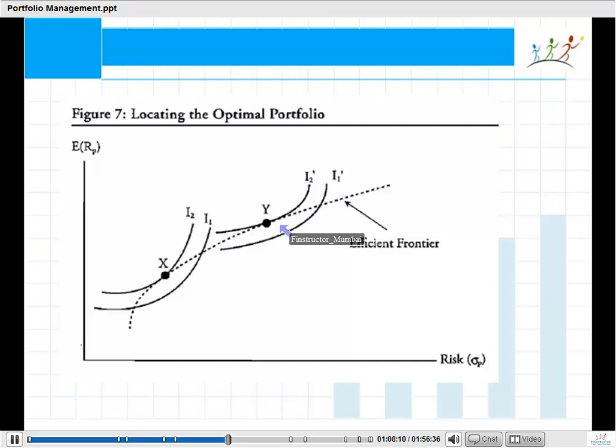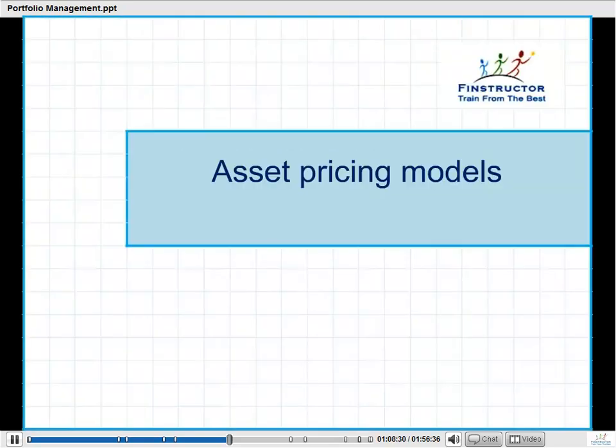Remember, the assumption here is that there is no risk-free asset available. This is an incorrect assumption because in the real world risk-free assets are available. In the coming slides, we will make a risk-free asset available and see how the risk-reward profile changes.